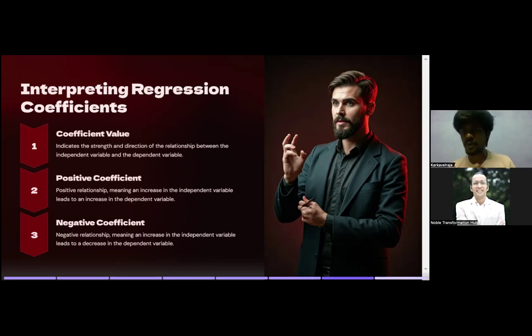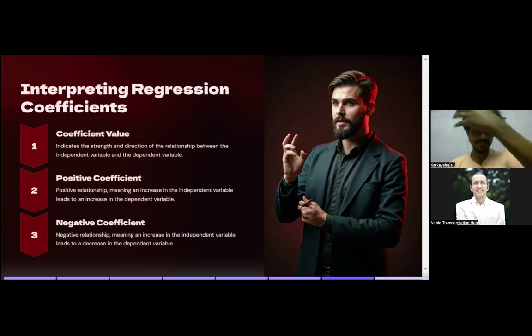Okay, then there is one more thing called no correlation, which means the relationship between two data points is neither positive nor negative. When there is no correlation, either positive or negative, then it is called no correlation. So this is how you need to interpret the regression coefficients. Hope you have understood. So yeah, sir, over to you.